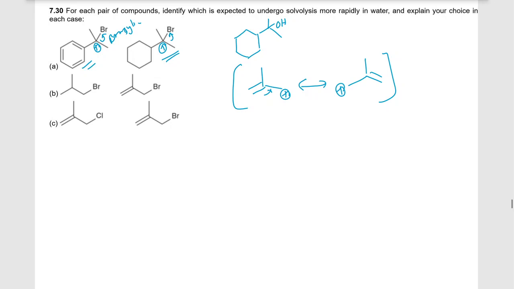And for C, we have to consider whether chlorine is more stable than bromine, and I really didn't cover that discussion for my students. So I'm not going to discuss this one, but this is a matter of whether chlorine or bromine is more stable.